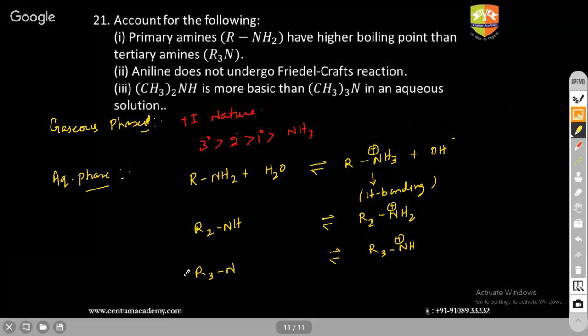Second thing, what happens because of hydrogen bonding? Because of hydrogen bonding, the stability will be more, more solvation, more hydration energy will be there. So because of hydrogen bonding, this one is most stable, then this, and then this. But according to the I effect, three alkyl groups will have maximum stability, then this, and then this. So we have the reverse order. Two factors, one is hydrogen bonding and the other is the I effect. Both are contradictory to each other.